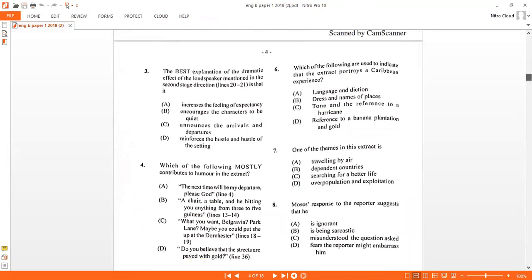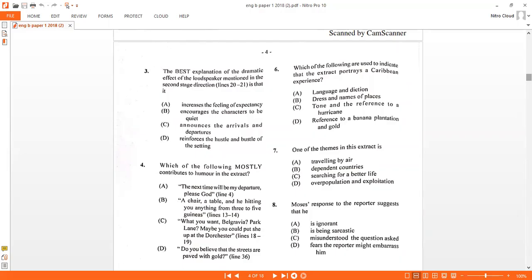Let us move on to number 3. Number 3 says, the best explanation of the dramatic effect of the loudspeaker mentioned in the stage direction, the second stage direction, lines 20 to 21, is that... The options given are: it increases the feeling of expectancy, encourages the characters to be quiet, announces the arrival and departure, reinforces the hustle and bustle of the setting.